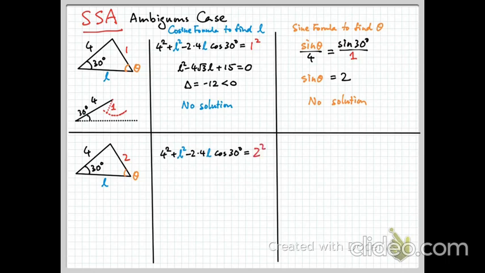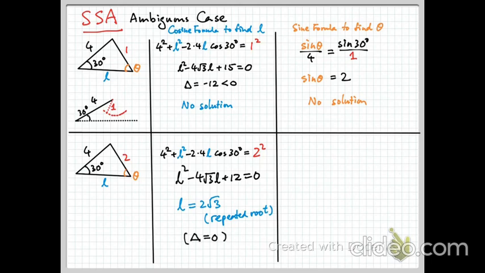Alright. So it is an SAS cosine formula once again. It turns out the quadratic equation becomes L squared minus 4 root 3L plus 12 equals 0. Now try to do it on the calculator. You discover that L is twice root 3. Right? It's a double root, a repeated root. We can also discover it is a repeated root because the delta is 0. So it means that there is one solution. It turns out that in the real diagram, it is something like this.